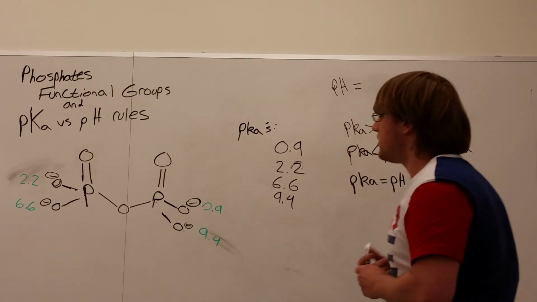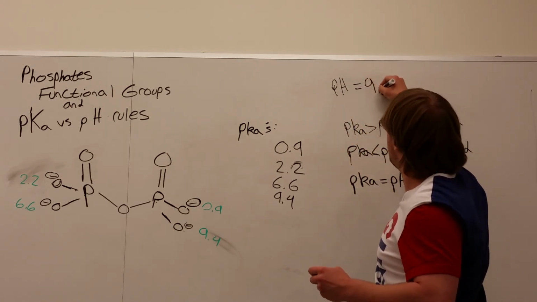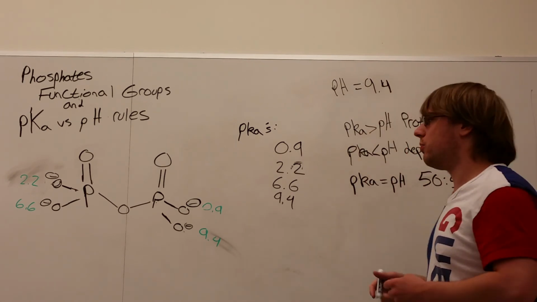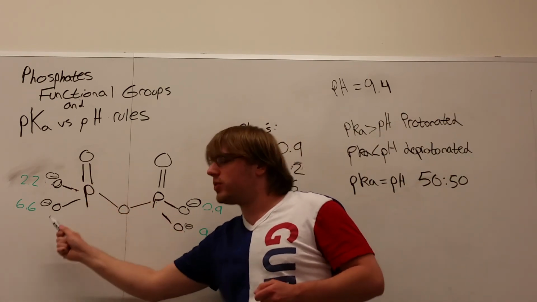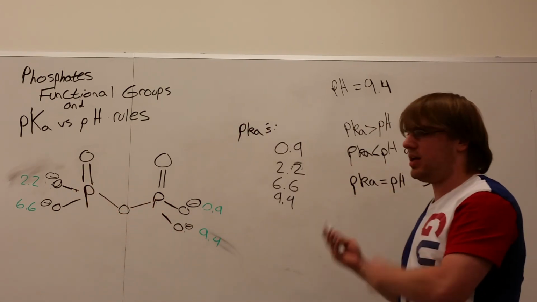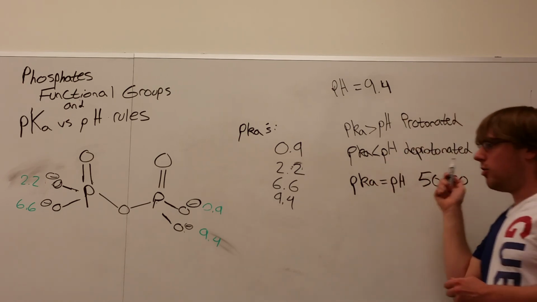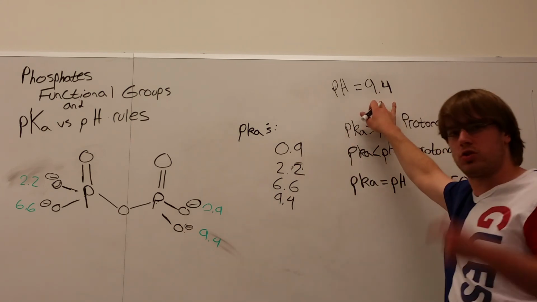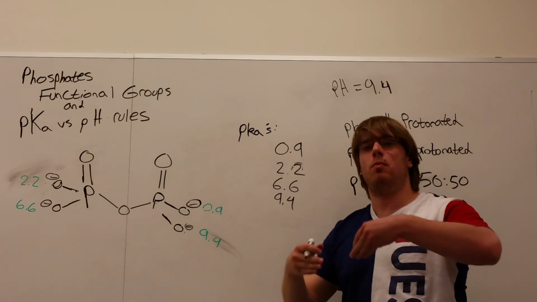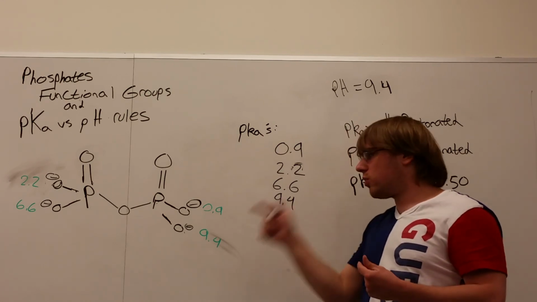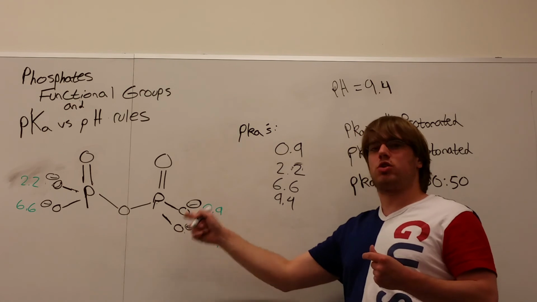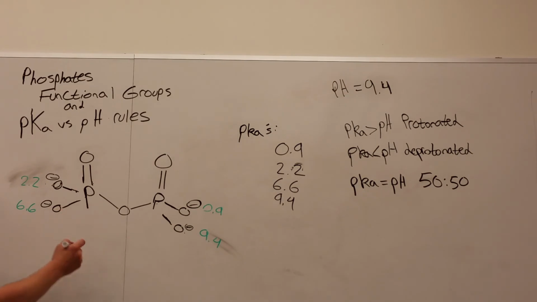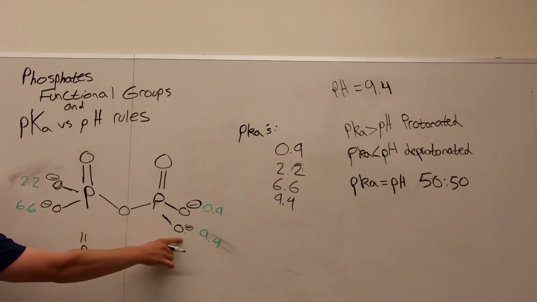Let's say my pH is exactly equal to 9.4. So what you do is, again, you look at each individual functional group. Well, the 0.9, the 2.2, and the 6.6 are still all less than the pH, which means they will be deprotonated. But this oxygen was a 9.4 pKa, which means right now it's equal to our solution. So what happens? You're going to get 2 predominant structures. The structure where this OH is protonated and the structure where this oxygen is deprotonated, meaning you would have 2 answers, being this and the one where that oxygen is still protonated.